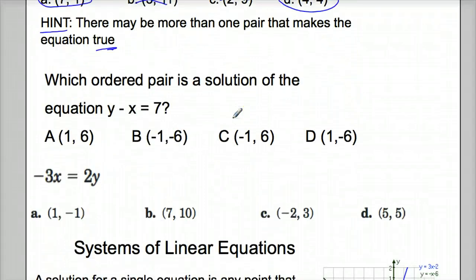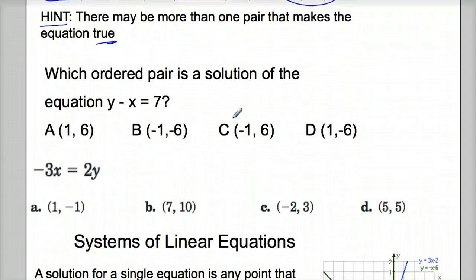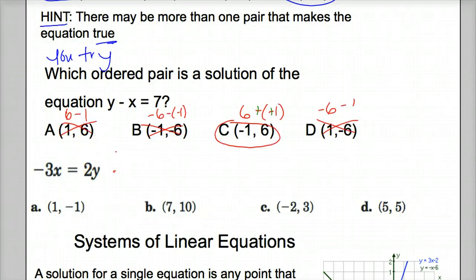Which ordered pair is the solution for the equation? This one I want you guys to try. So I'm going to write, you try. Pause here and see if you get the answer correct. Okay, so notice here it went y minus x equals 7. So here we put in 6 for y, 1 for x. 6 minus 1 equals 7? No, it equals 5. B was also not correct.